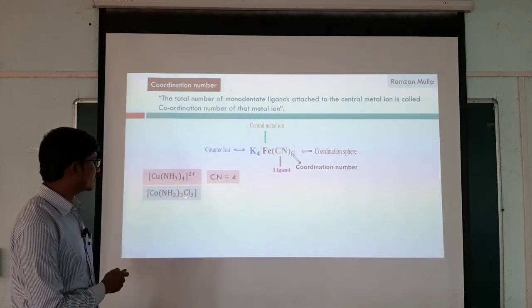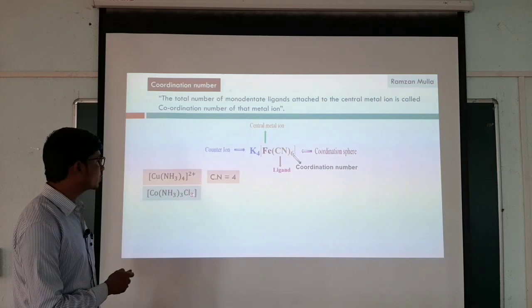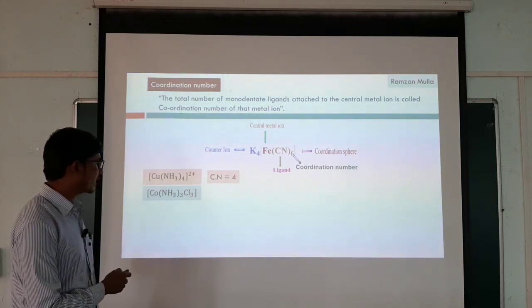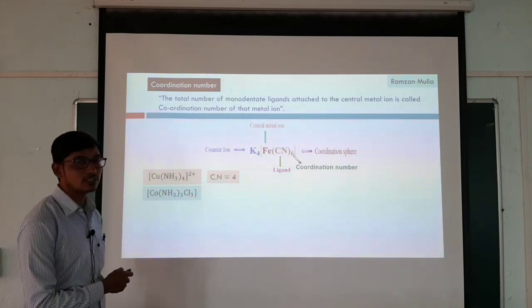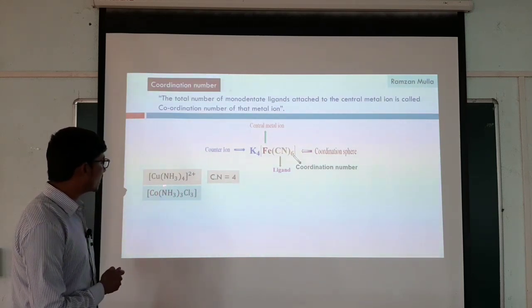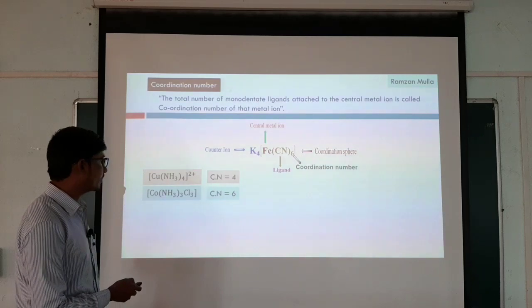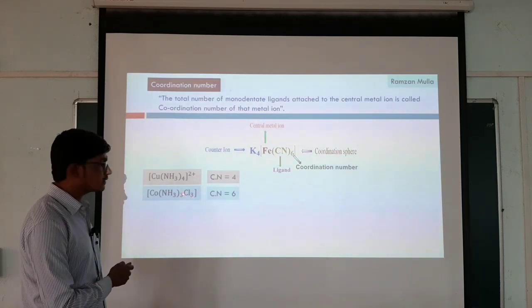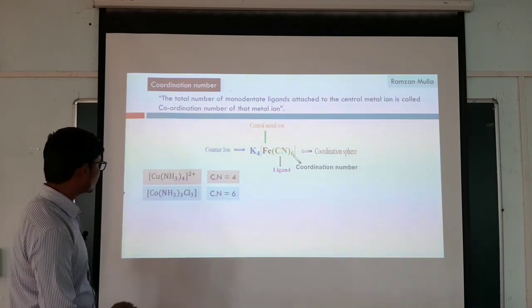Similarly, we have one more example. This cobalt complex has 2 different ligands. One is ammonia and one more is the chloride ligand. So the coordination number of this cobalt in this complex is 6. Why? Because there are 2 different ligands and 3 plus 3 is 6.